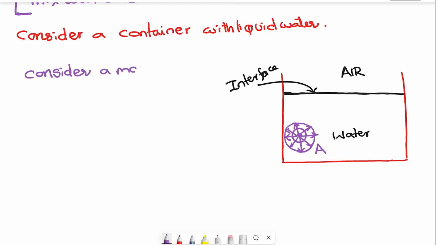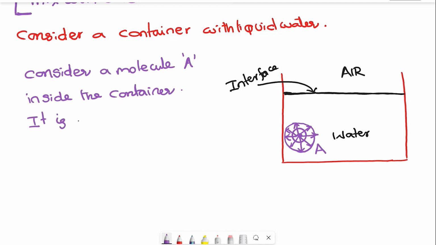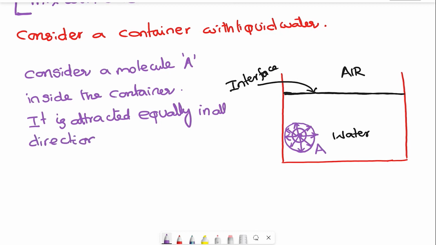So consider a water molecule A inside the container. It is attracted equally in all directions due to cohesion. That is what happens there.